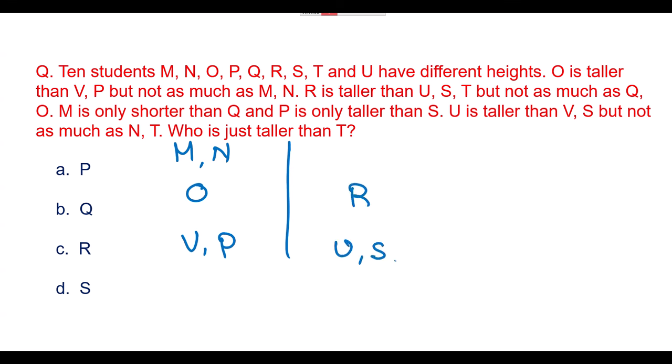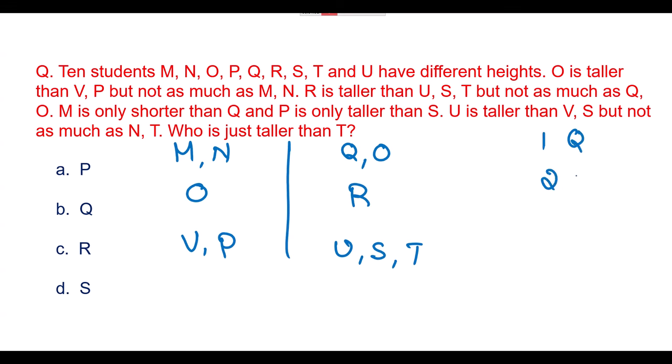U, S, T, but not as much as Q, O. So Q and O can be Q more than O or O more than Q. We don't have information on that interval, we're just writing it all there. M is only shorter than Q. So M is the last out of 10. Sorry, M is shorter than only Q, which means Q will be the first from top.